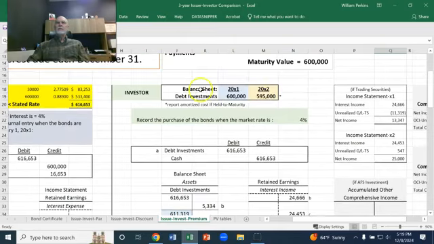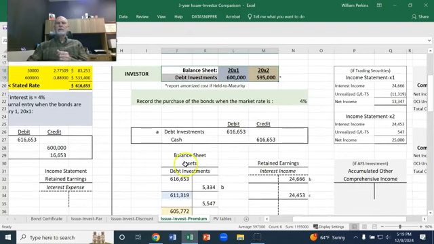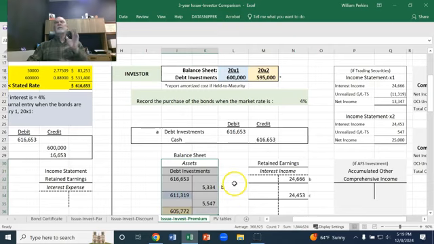So again, on the balance sheet, the investment is reported at fair market value if it's a trading security or available for sale, but it would be simply reported on the balance sheet at amortized cost if it's a held to maturity investment. That's a lot to take in, but I hope that helps clarify the big picture.